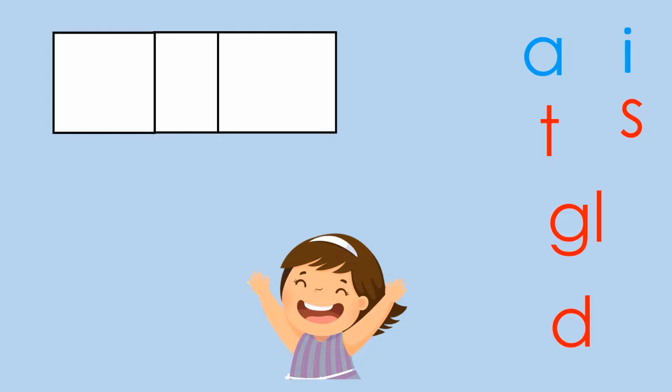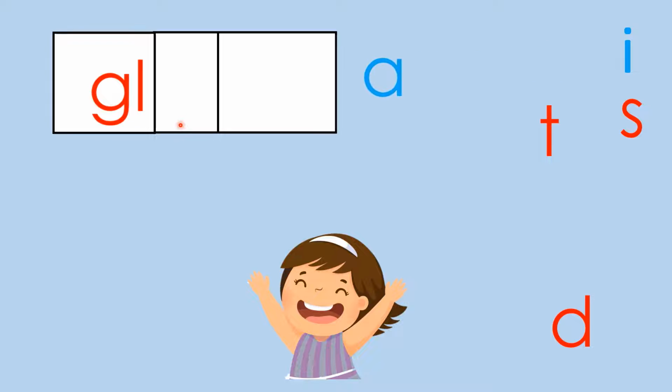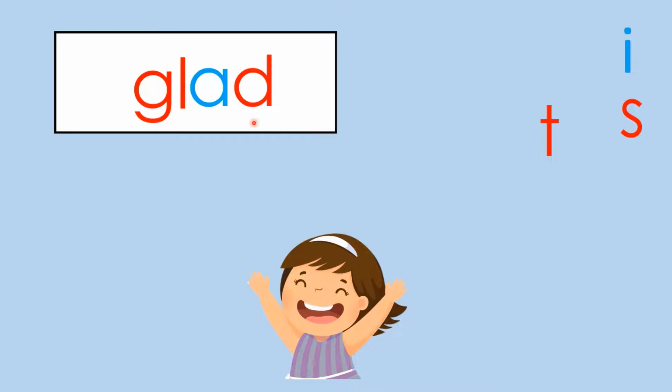Next blend is gl. G, l, gl. Let's build the word glad. Gl, gl, a, gl, a, d. Glad.